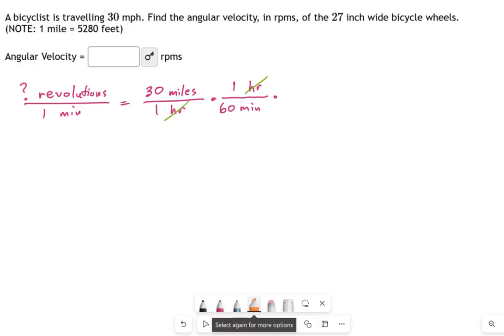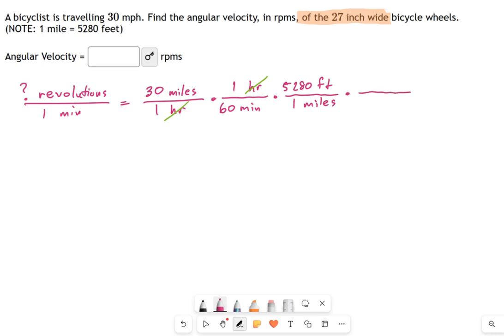I know that miles is not really that useful when you're talking about a bicycle wheel. I would love it if I had inches instead. So let's work until we get miles into inches. The way I'm going to do that is I'm going to divide by miles. Well, I don't know how many inches are in a mile, but I do know how many feet are in a mile. So I'm going to say 1 mile is 5,280 feet. And I know how many inches there are in a foot.